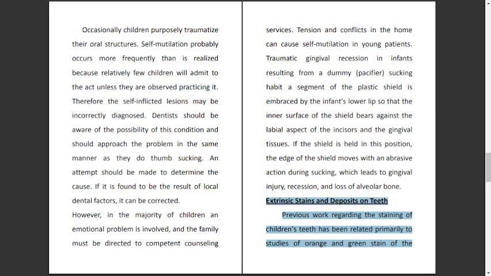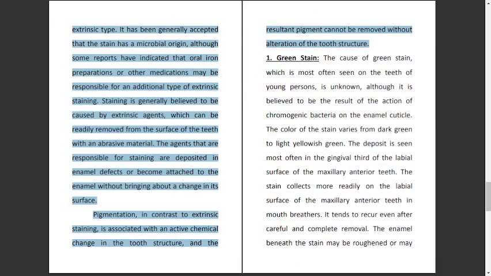Extrinsic stains and deposits on teeth. Previous work regarding the staining of children's teeth has been related primarily to studies of orange and green stain of the extrinsic type. It has been generally accepted that the stain has a microbial origin, although some reports have indicated that oral iron preparations or other medications may be responsible for an additional type of extrinsic staining. Staining is generally believed to be caused by extrinsic agents, which can be readily removed from the surface of the teeth with an abrasive material.